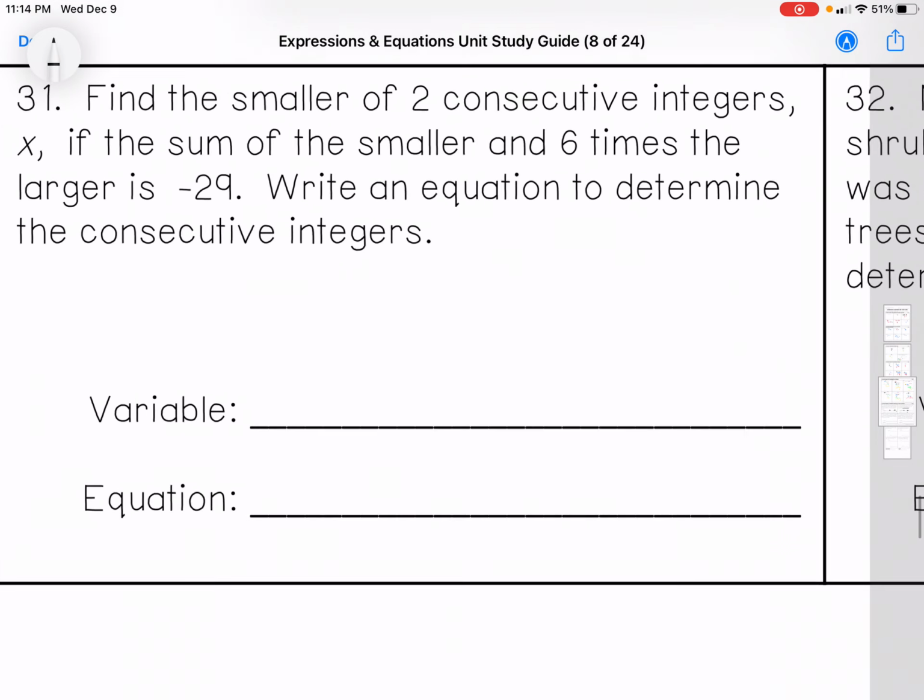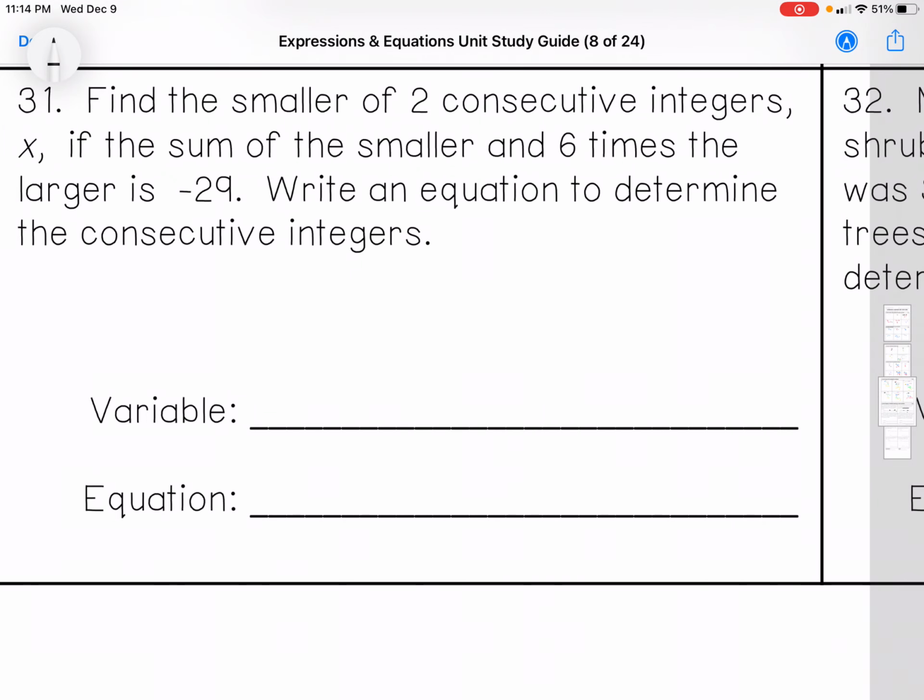Find the smaller of 2 consecutive integers x. If the sum of the smaller and 6 times the larger is negative 29, write an equation. So what is the variable we're looking for? It's actually a little confusing on this one. It's the 2 consecutive integers. Okay.